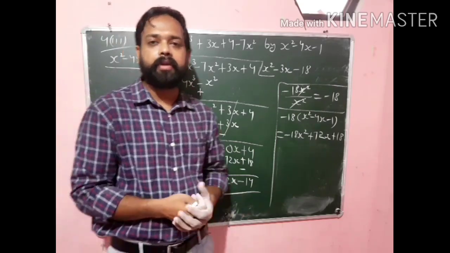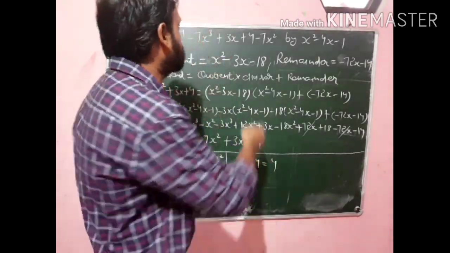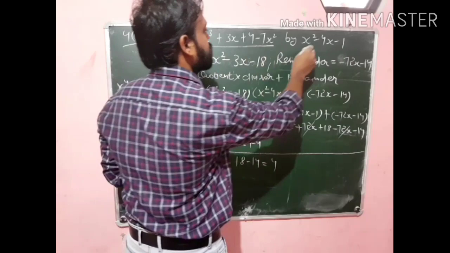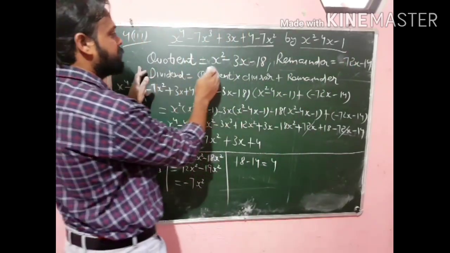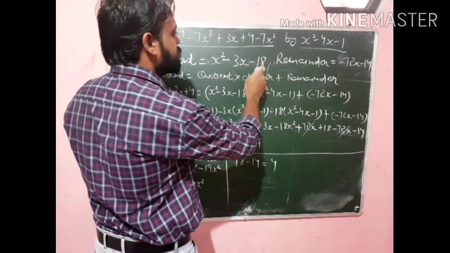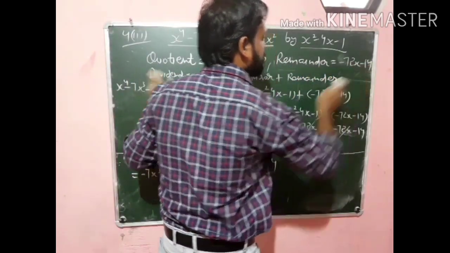So now we have to do the verification also. Okay, now see the verification. In this case this is the dividend and this is the divisor, we know this one, and after dividing we got the value of quotient is x square minus 3x minus 18, and we got the value of the remainder is minus 72x minus 14.